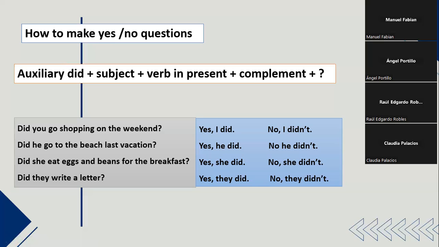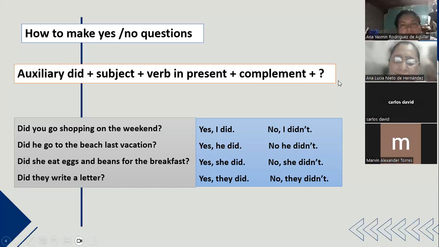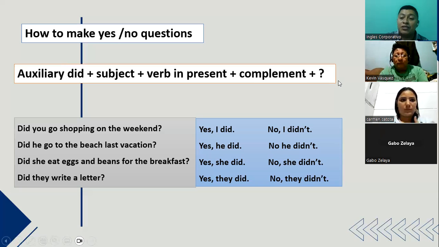Did she go to the beach last vacation? Ahora ya no estamos hablando de nosotros, estamos hablando de él. Did he go to the beach last vacation? ¿Fue Kevin a la playa en las vacaciones pasadas? Then we answer with yes, he did, o no, he didn't. In the third example, did she eat eggs and beans for the breakfast? ¿Comió ella huevos y frijoles para el desayuno? Ahora estamos hablando de ella. Yes, she did. Sí, ella sí. O no, she didn't. No, ella no.